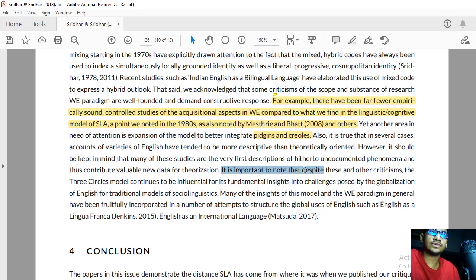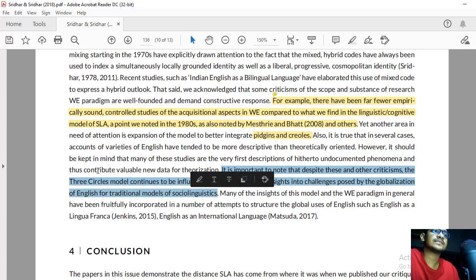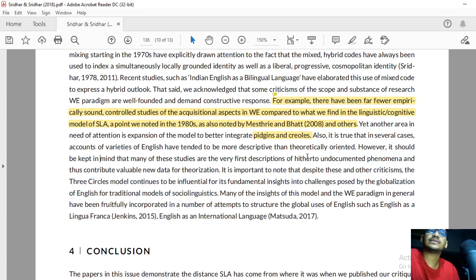It is important to note that despite these and other criticisms, the three circles model continues to be influential for its fundamental insights into challenges posed by the globalization of English for traditional models of sociolinguistics. So in spite of the many criticisms that the three circles model has, still you can say that it is the most important, influential spread of English model that there is.